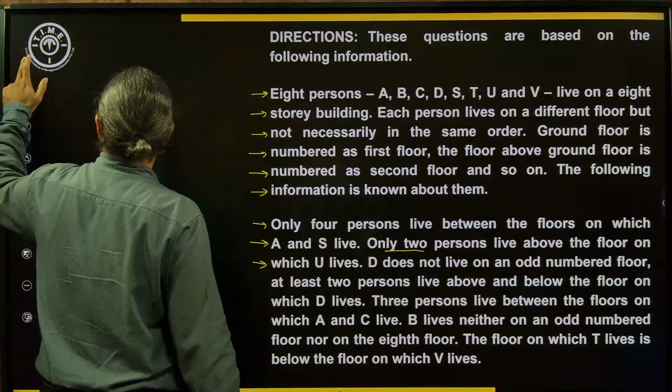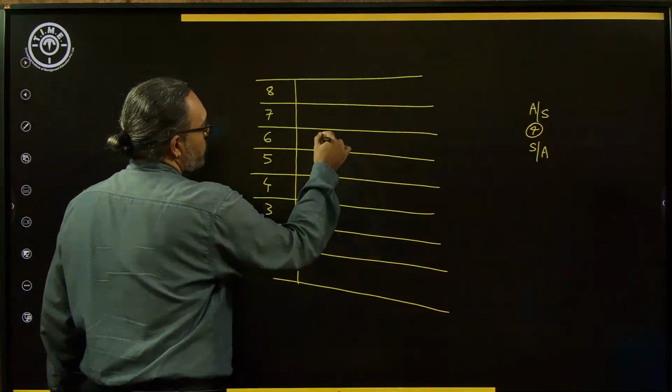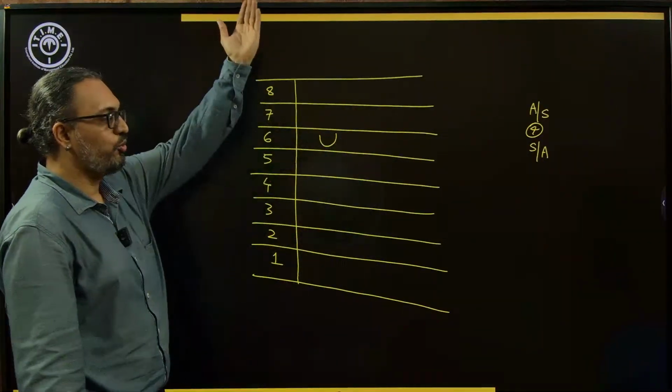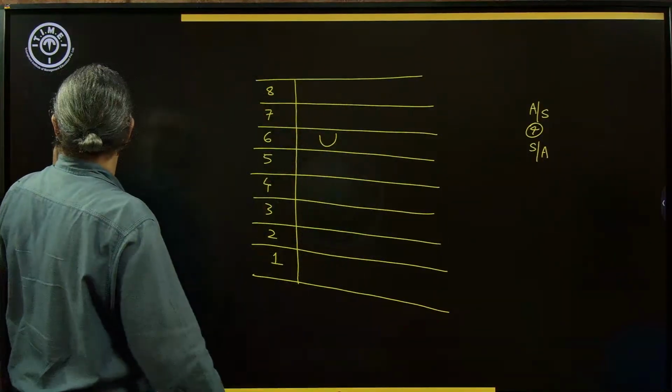Then further, only 2 persons live above the floor on which U lives. So above you, only 2 persons. That means U has to occupy 6th floor. So that only 2 persons above you.